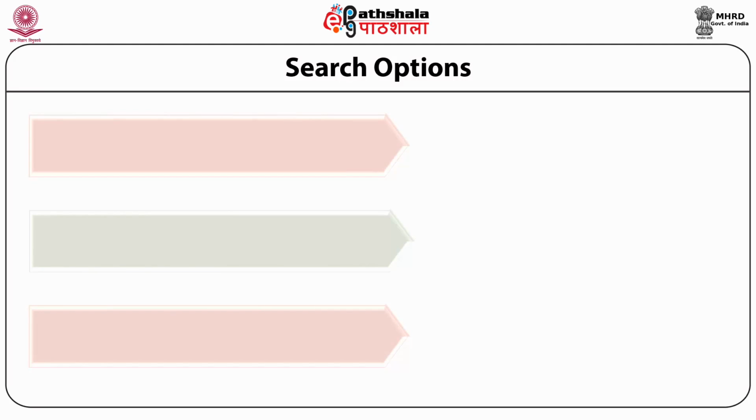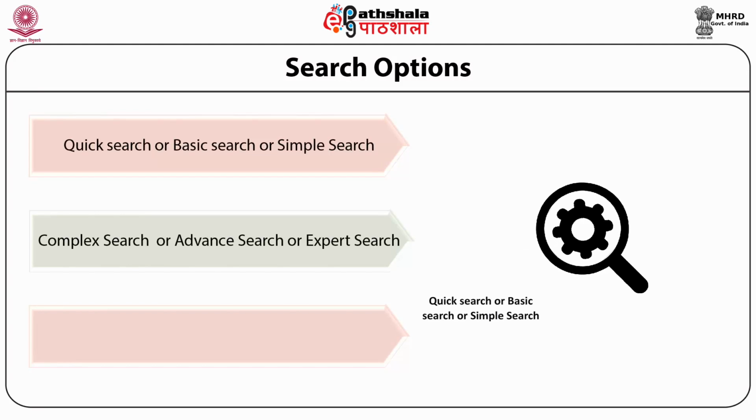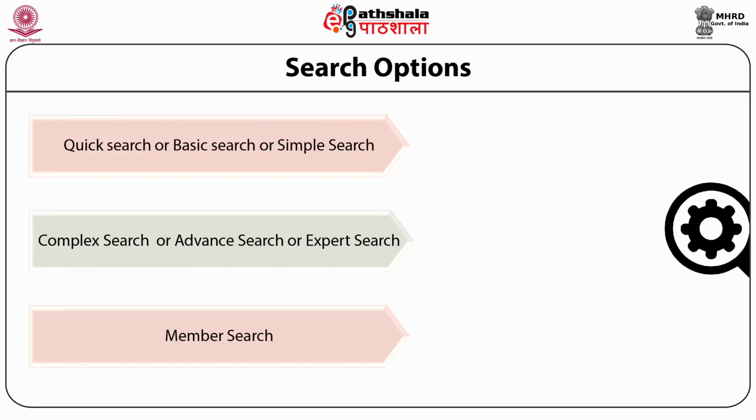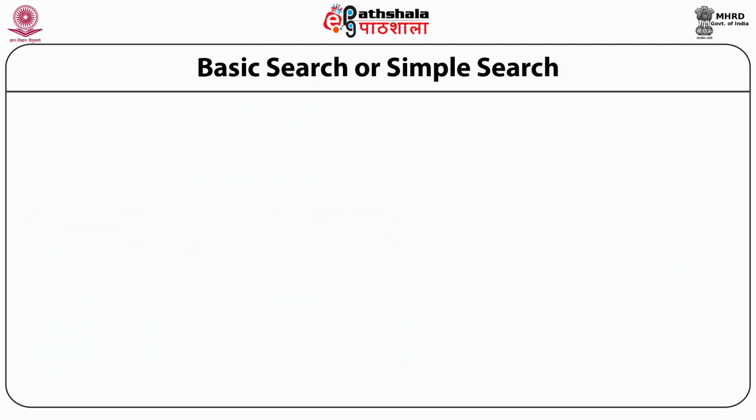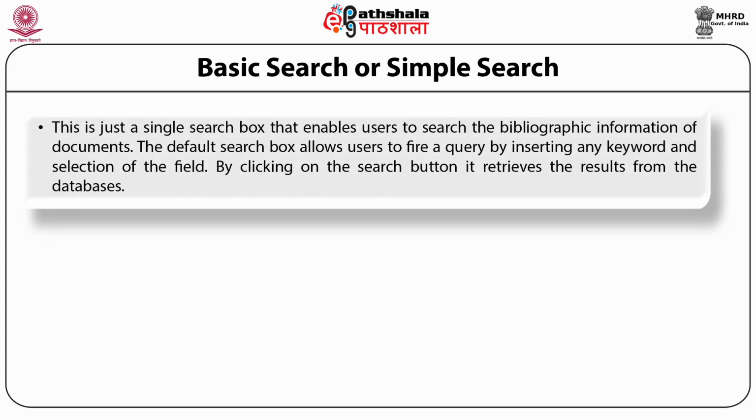Search options. Quick search or basic search or simple search is available. Complex search or advanced search or expert search is also available, and one can also search by the member. Basic search or simple search. This is just a single search box that enables the users to search the bibliographic information of the documents. The default search box allows the users to fire a query by inserting any keyword and selection of the field. By clicking on the search button, it retrieves the results from the databases.